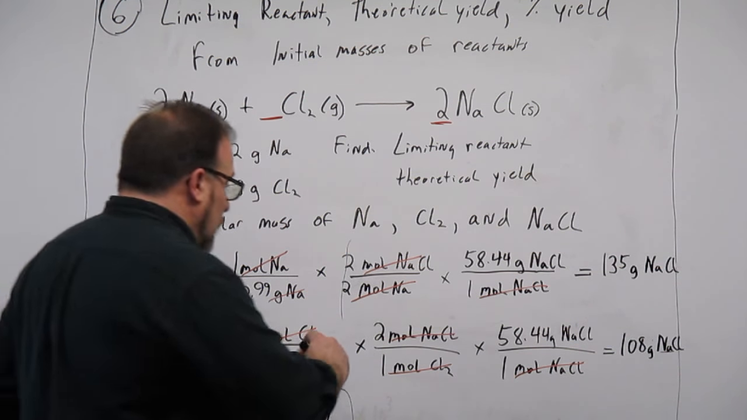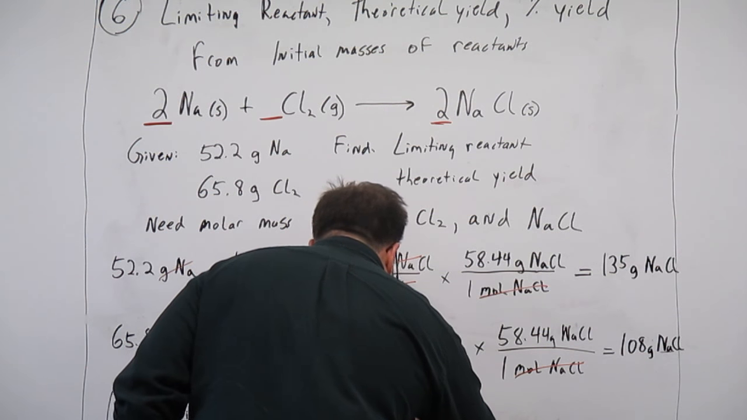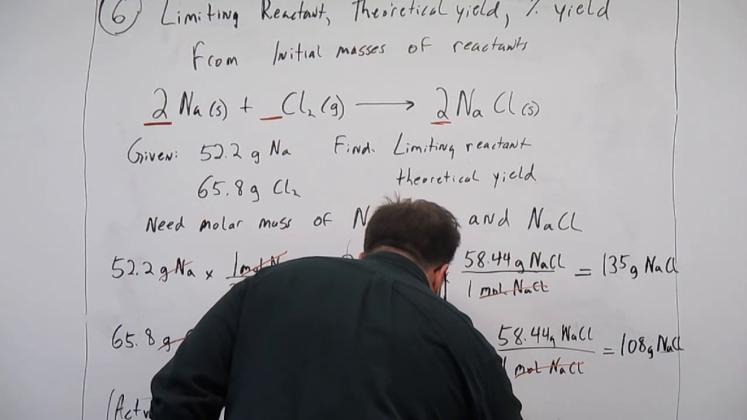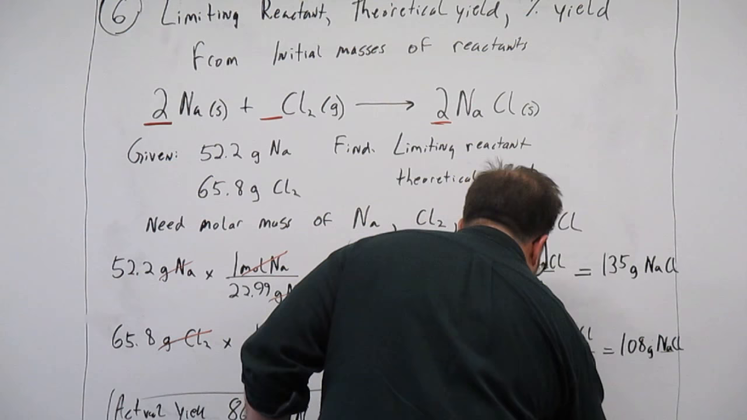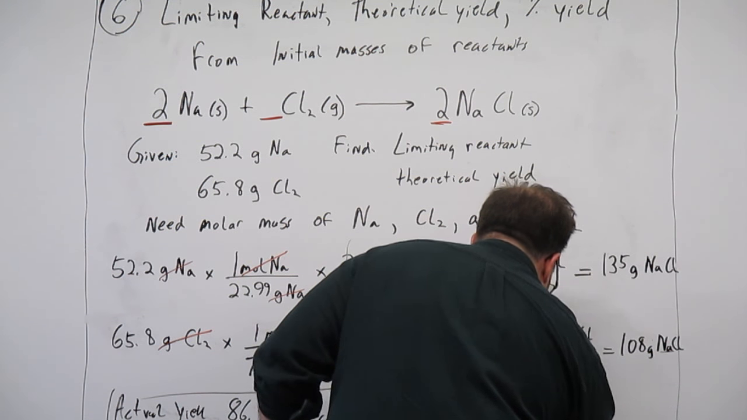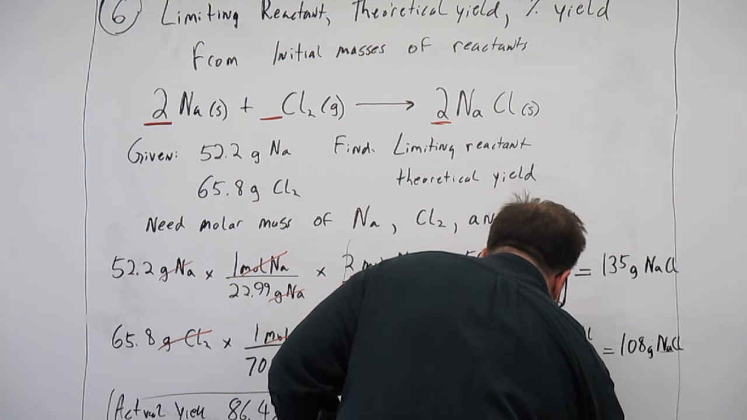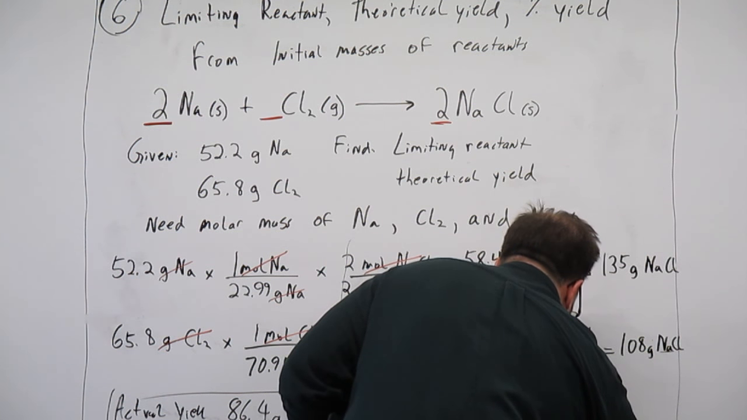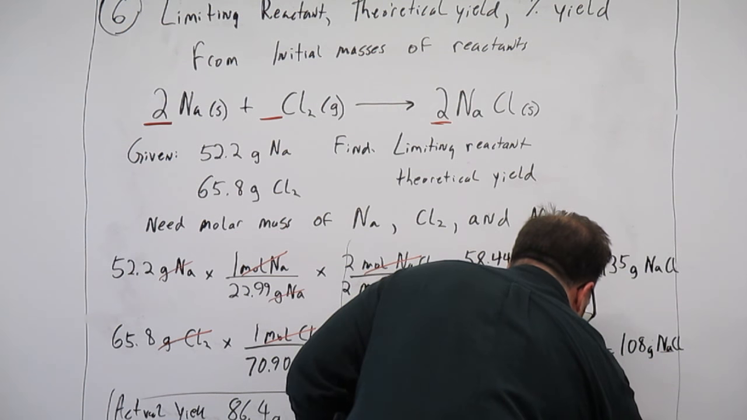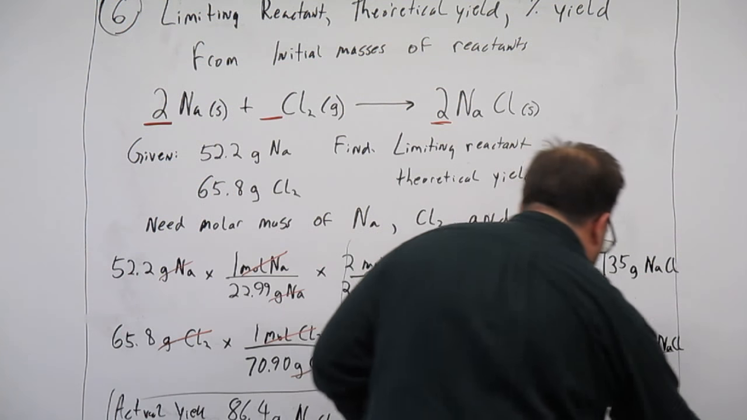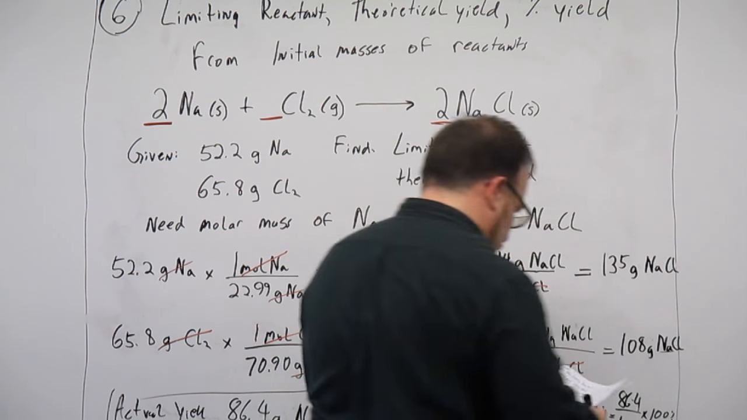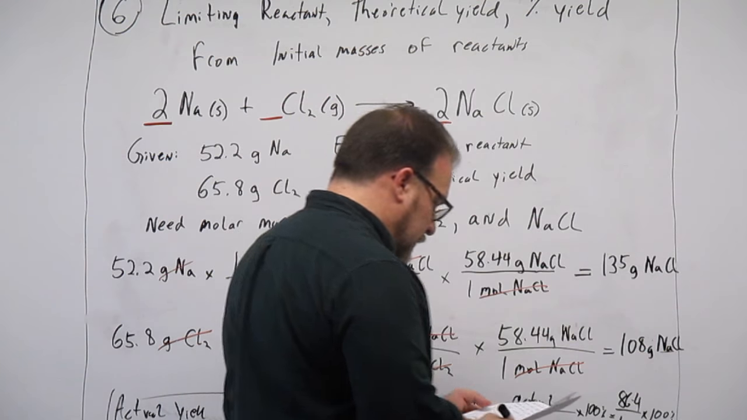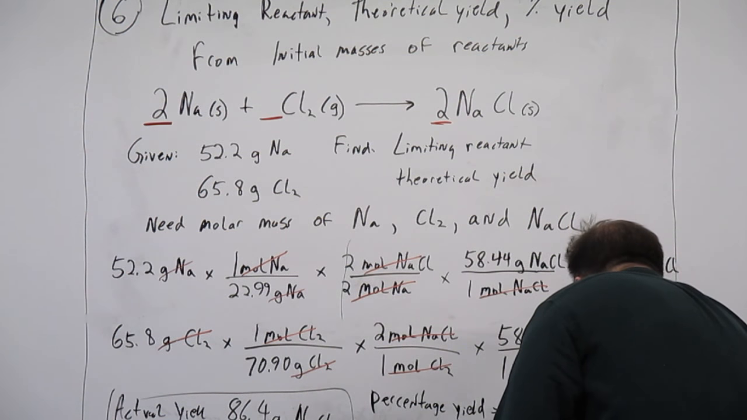So what am I getting at? I'm getting at what the percentage yield is. Remember what the definition of percentage yield is? It's the actual divided by the theoretical times 100%. So you put the 86.4 divided by the 108, and you multiply it by 100%. And turns out, if my calculation is correct, you get 80%.